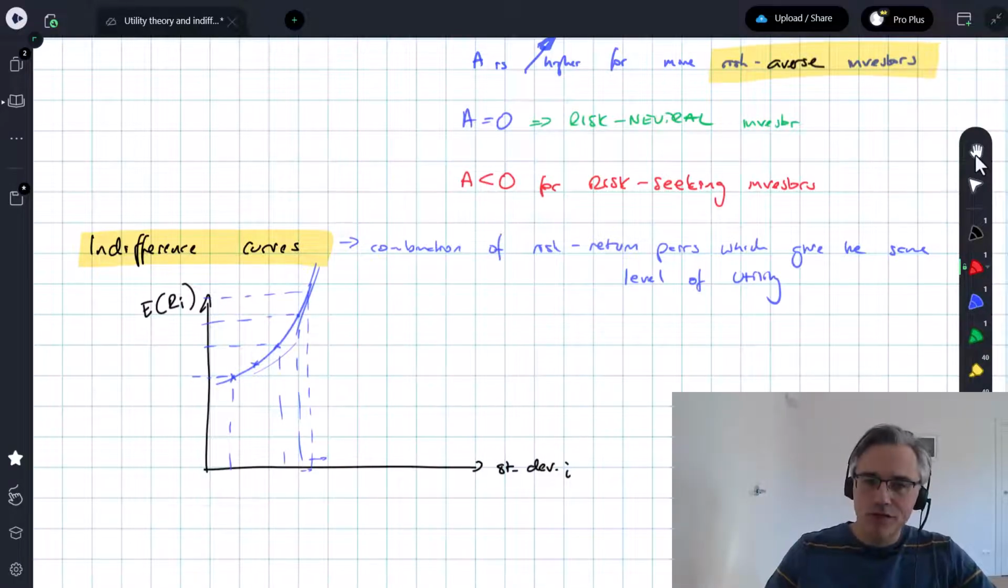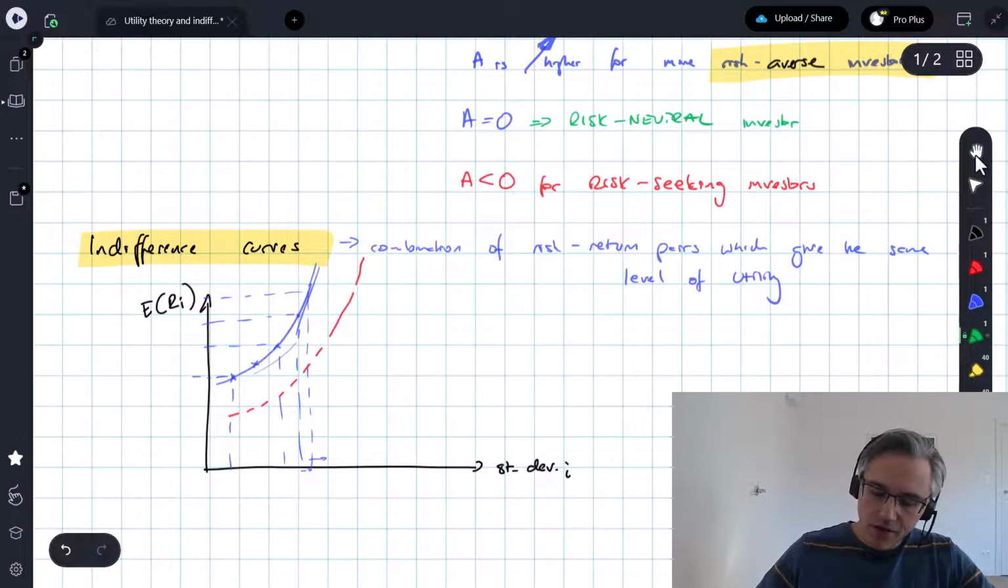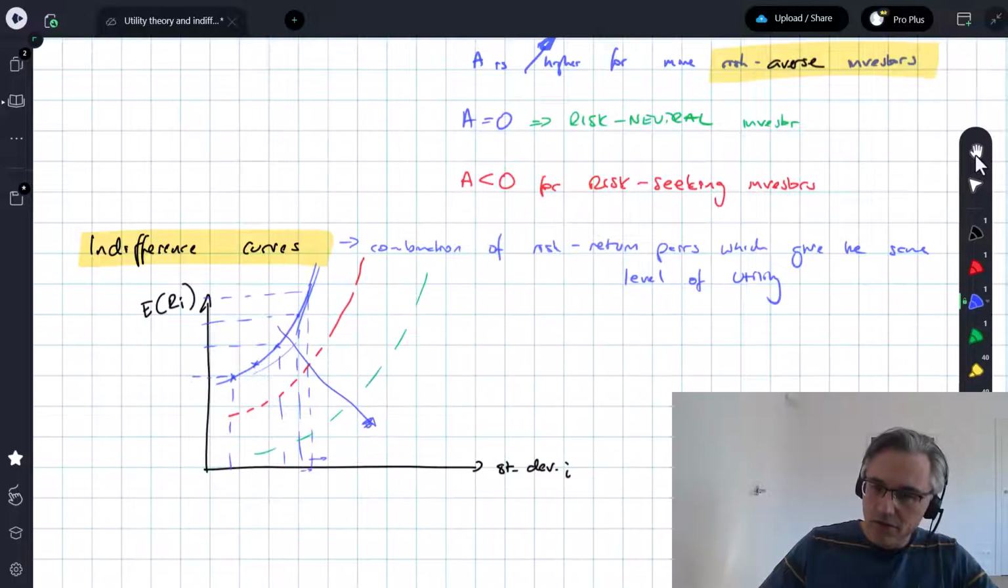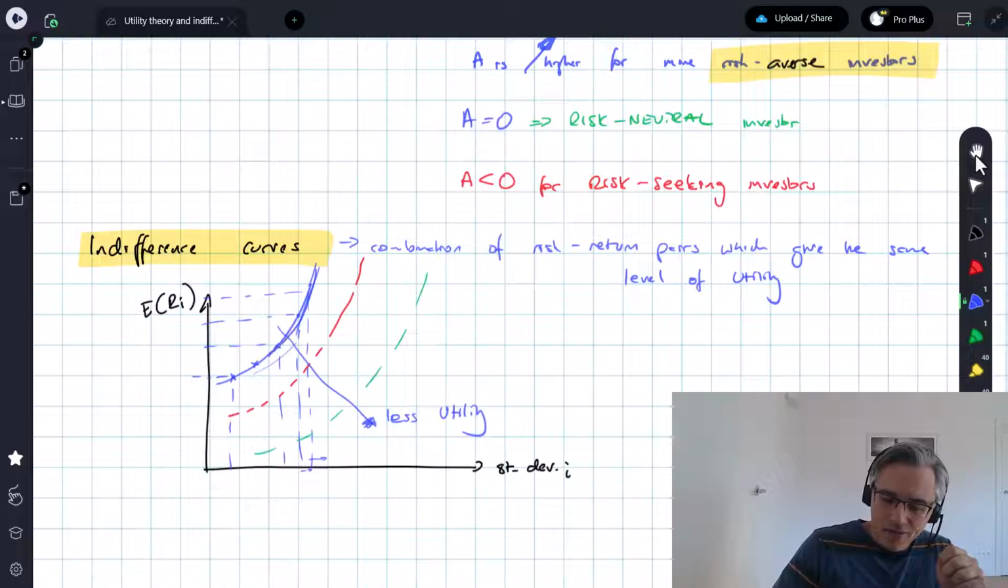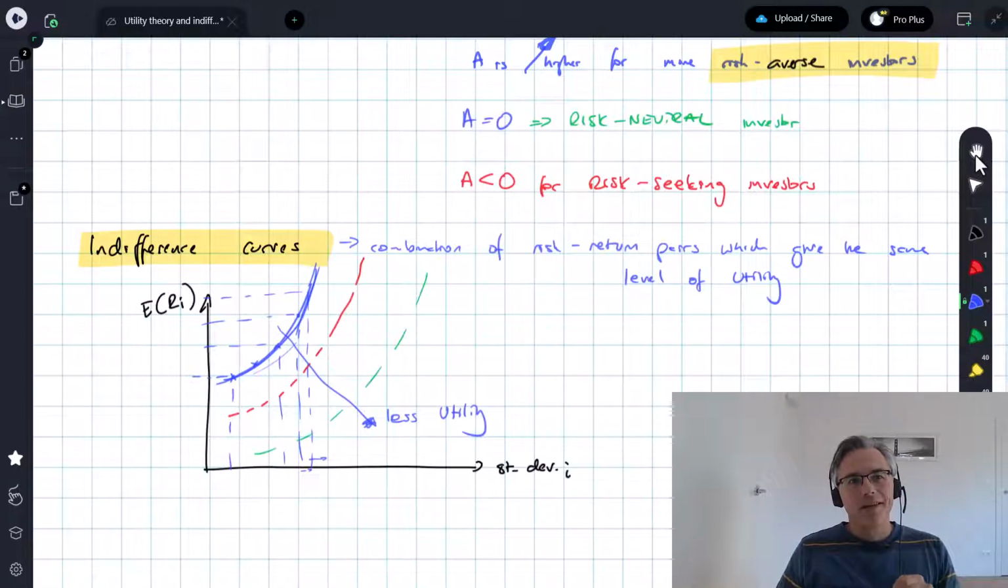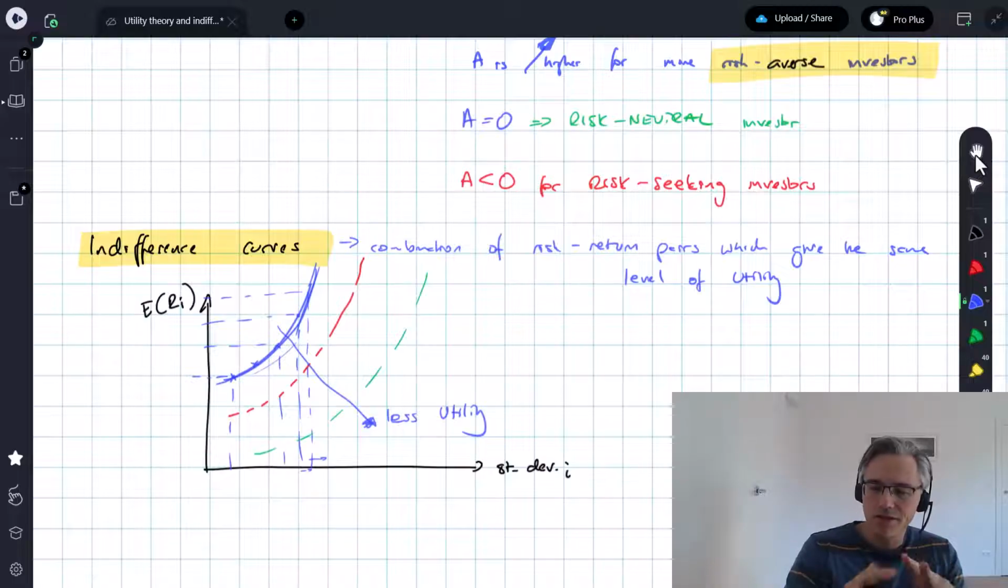Now, that's one indifference curve. Another indifference curve could be something like this or something like this. But as we go lower down over here, we get less utility. So these are all indifference curves for the same investor, but they've got different levels of utility. Here, the highest one, to the left, gives the investor the highest level of utility. Everything else is going to be lower, less utility.